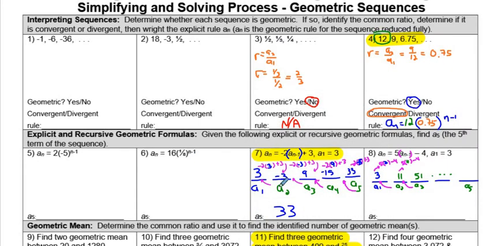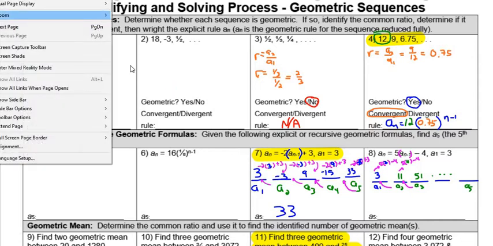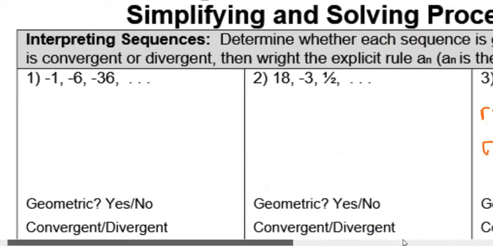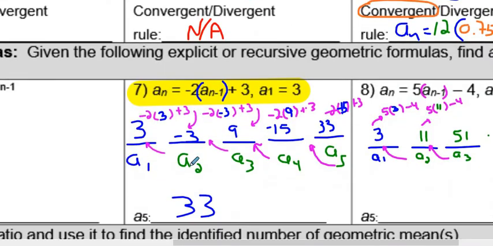So here, recursive means to use the term before. I'm going to zoom in on that one. If I'm looking at number 7, to find A2, I use A1 in here, because this means term before. So I write down the formula, -2 times, and in the parentheses, I put the term before. I do this calculation, -6 plus 3 is -3. To find A3, I use this in the formula. I get 6 plus 3, which is 9. To find A4, I use 9 in the formula. To find A5, I use -15.